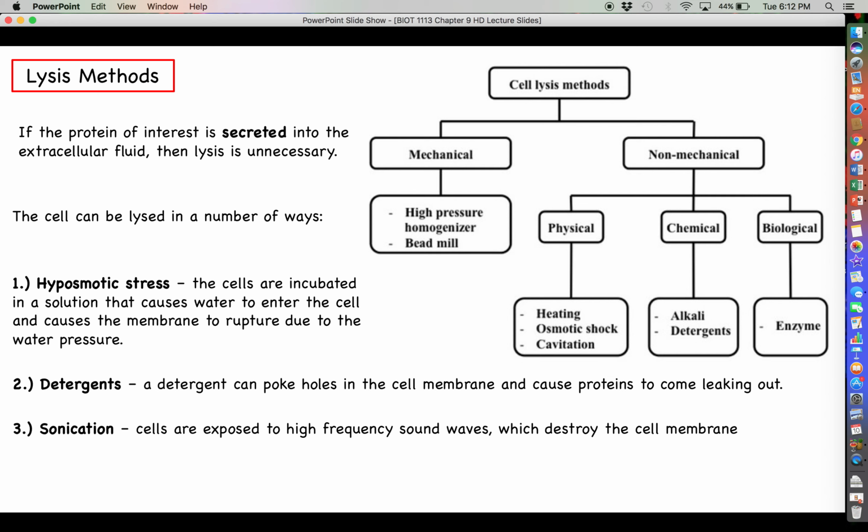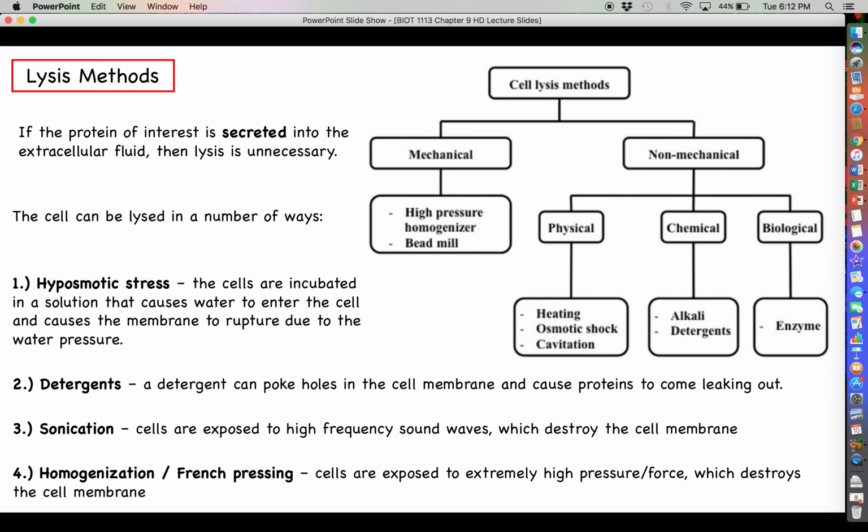Sonication is a physical or mechanical method that involves applying high-frequency sound waves to the cells, and this actually disrupts the cell membranes in much the same way that detergents do, except this is a physical method rather than a chemical one. And speaking of mechanical or physical methods, homogenization or French pressing is also a valid way to lyse cells. In this case, the cells are exposed to either high pressure or extremely high shearing forces, which will again destroy the cell membrane and cause the proteins inside the cell to come leaking out.